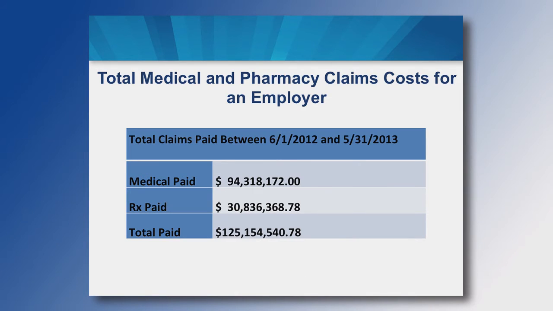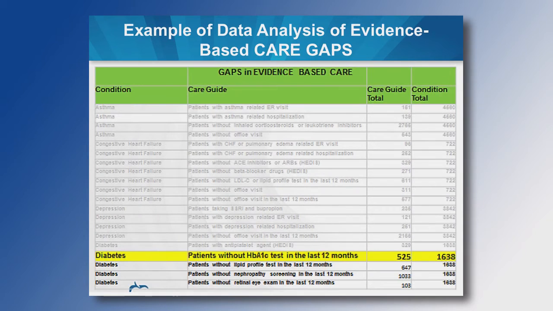Now, as an example of population health management, we also look in detail through the claims data. This is an example of an employer that spends over $125 million a year in their medical and pharmacy claims costs on their workforce. We analyze what we call gaps in care, and for instance, in that population, there were 1,638 people that had diabetes. Well, 525 of those had not had a hemoglobin A1C test in the last 12 months. So this helps target and know who to reach out to in working with them to see their physician and close those gaps in quality.